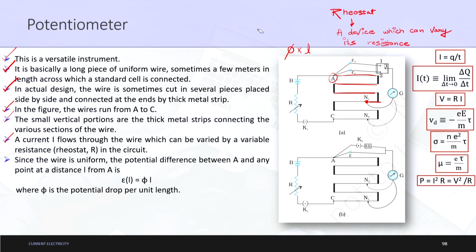So till now what we understood is that there is a potential difference at every point. Let us say the length till N1 is L1, and the length till N2 is L2. Then the potential drop from A to N1 will be phi L1, and the potential drop from A to N2 will be phi L2.